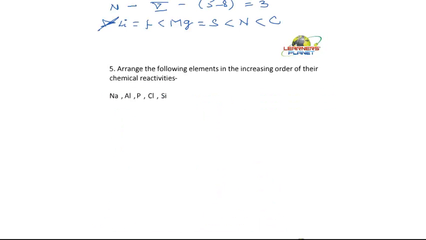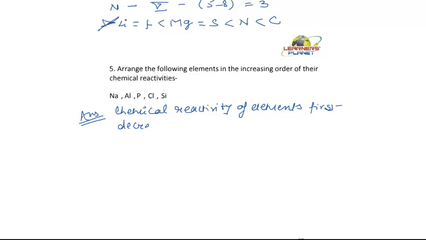Let's take the next question here. Arrange the following elements in the increasing order of their chemical reactivities. Now what happens to the chemical reactivity, students? The chemical reactivity of elements first decreases and then increases.